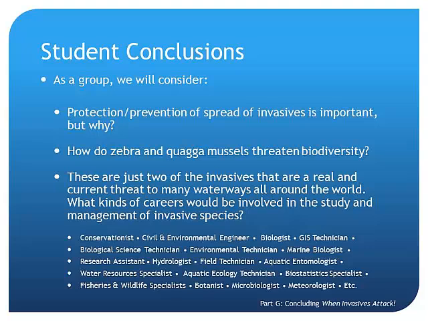As a group, we'll consider the following questions. Protection and prevention of the spread of invasives is important, but why? How do zebra and quagga mussels threaten biodiversity? What happens if they're left unchecked and unmanaged?